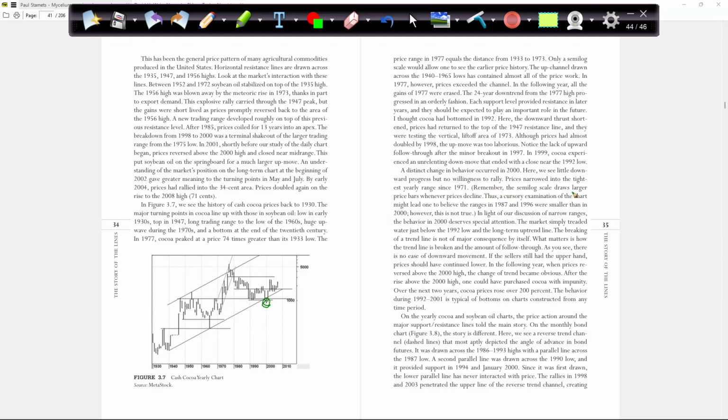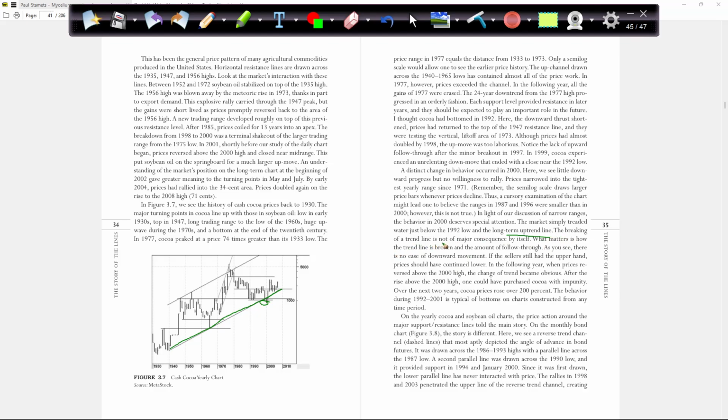Remember the semi-log scale draws larger price bars whenever prices decline. Thus, a cursory examination of the chart might lead one to believe the ranges in 1987 and 1996 were smaller than in 2000. However, this is not true. In light of our discussion of narrow ranges, the behavior in 2000 deserves special attention. The market simply traded water just below the 1992 low and the long-term uptrend line.